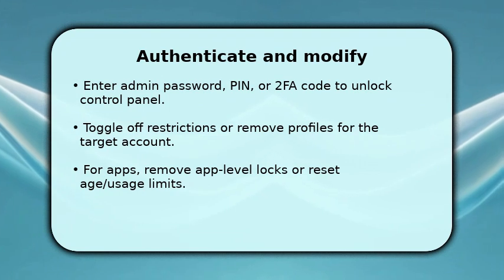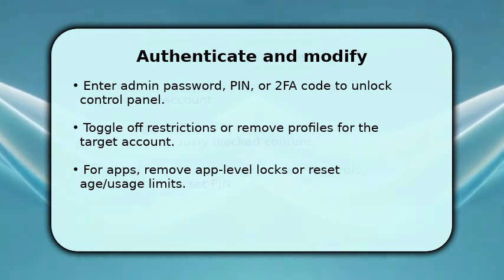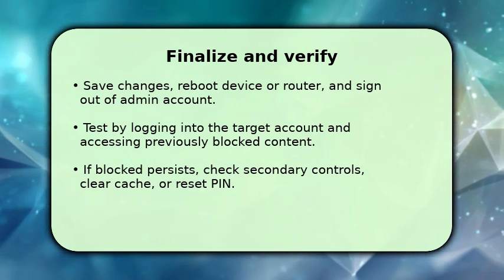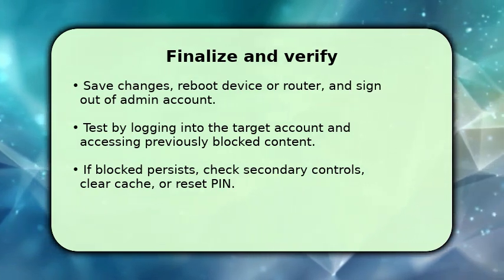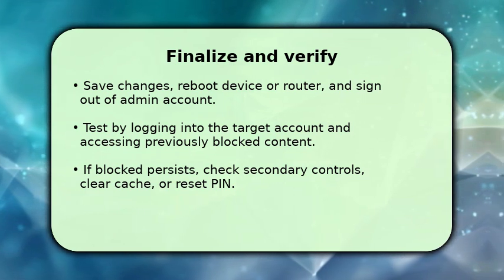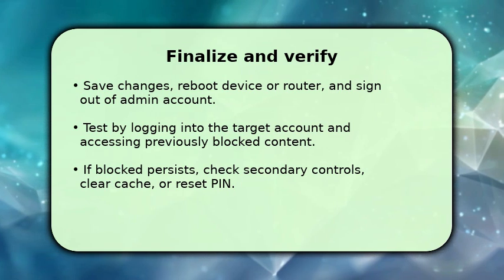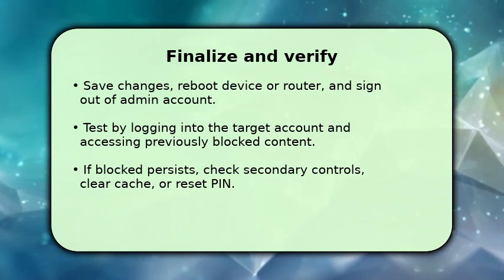After you save settings, reboot the device or router to ensure changes take effect. Some systems apply rules only after restart. Then sign out of the admin account and test by logging into the target account to access previously restricted content. Make sure apps and browsers aren't cached with old rules.